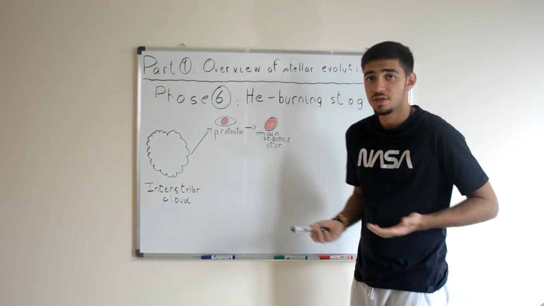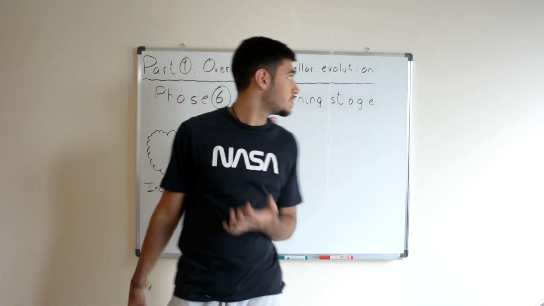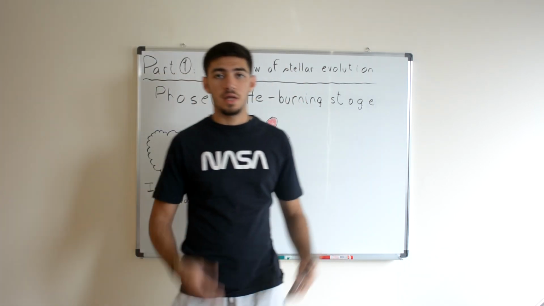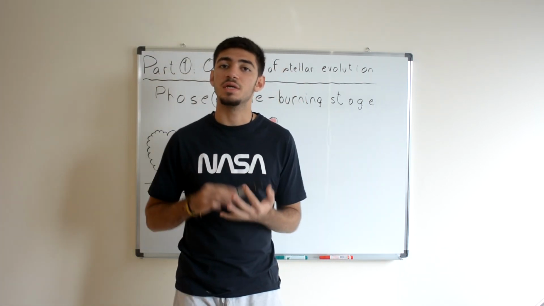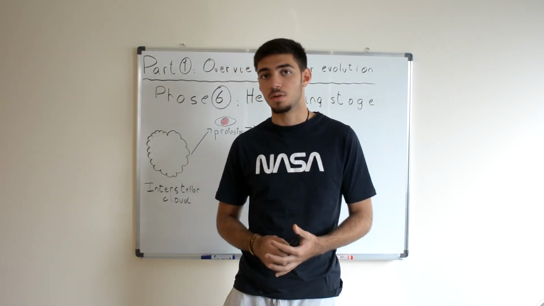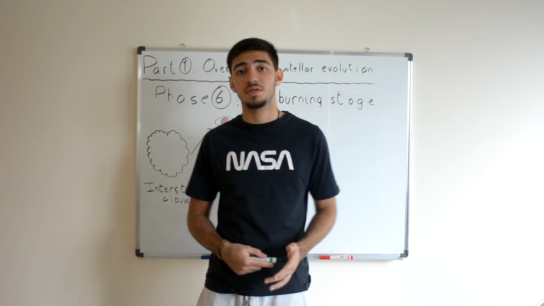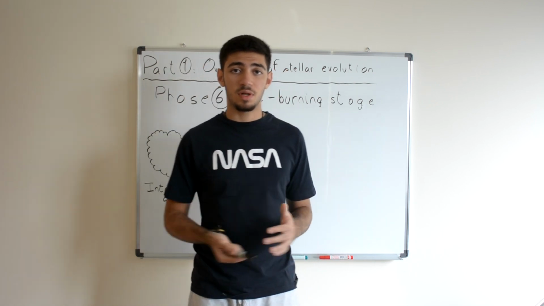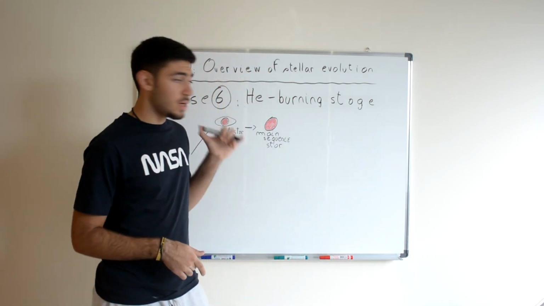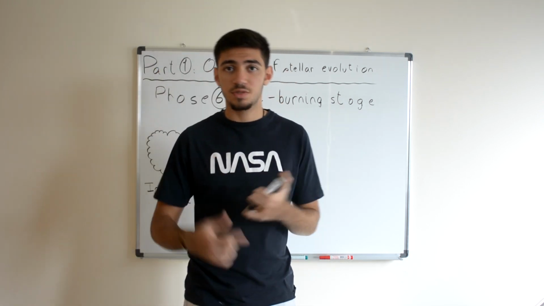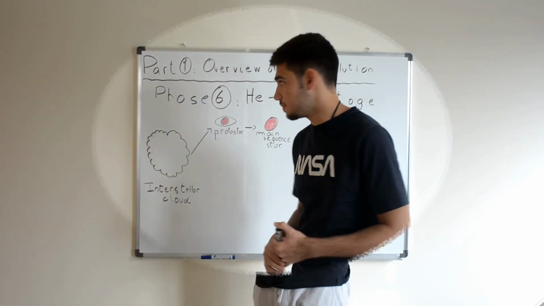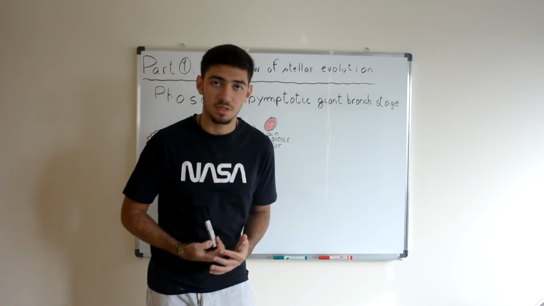Phase 6 is quite simple. As the title says, it's the helium burning stage. It's the period of time where the star is fusing helium in its core. This stage will last until, just like our hydrogen got exhausted, our helium will get exhausted. And when the helium is exhausted, that's when we pass to the next phase. The helium will keep fusing in the core until it's exhausted.